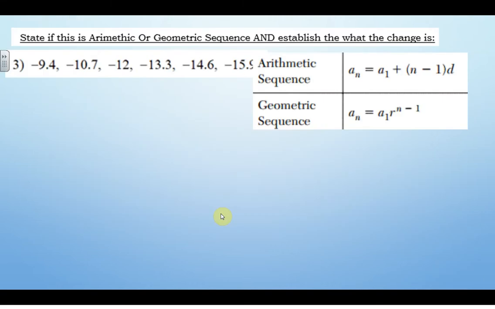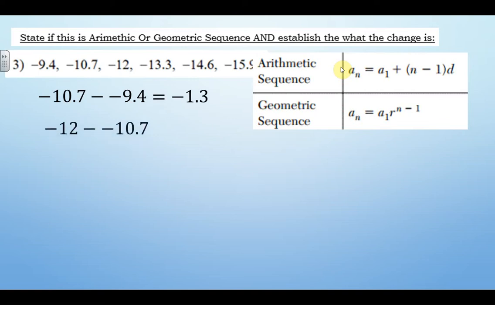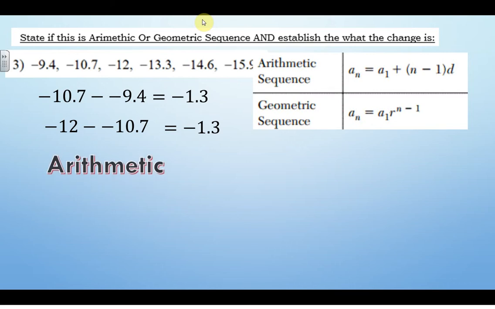Okay. So state if this is an arithmetic or geometric sequence, not series, and establish what the change is. So again, we need to figure out, is this increasing or decreasing by a difference or by a ratio? I subtract the second from the first. I subtract the third from the second. And you can see they come up with the same exact value. So that means it's going down by negative 1.3. That means it would be an arithmetic sequence, and therefore we could easily figure out any of the other terms.